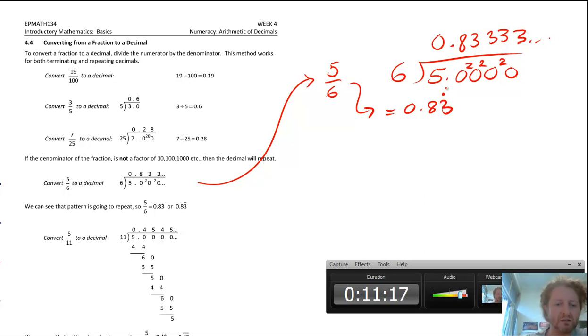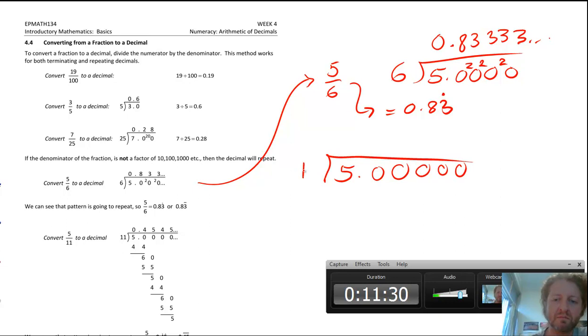So that happened there, and then look at what happens with 5/11ths. It's been done as long division there. I'll just do it here as a short division. Here's my 5 divided by 11. 11s out of 5, no. 11s out of 50, well I know 4 11s is 44, that's remainder 6. 11s out of 60, well I know 5 11s is 55, so put a 5 there.